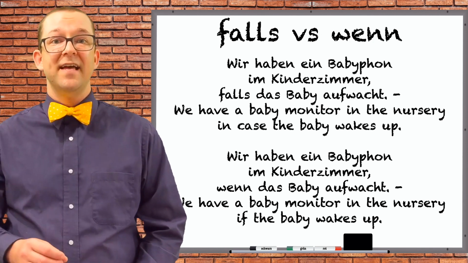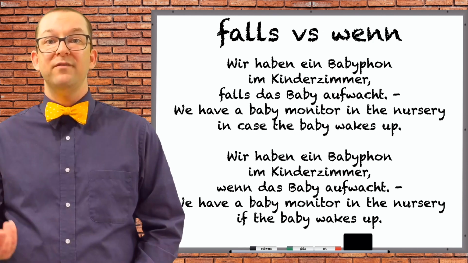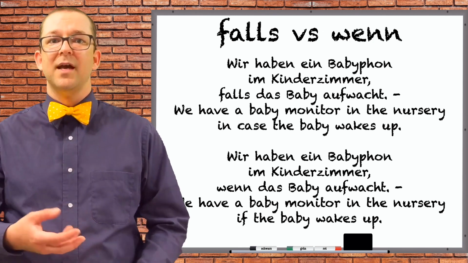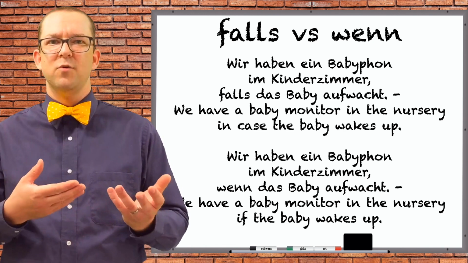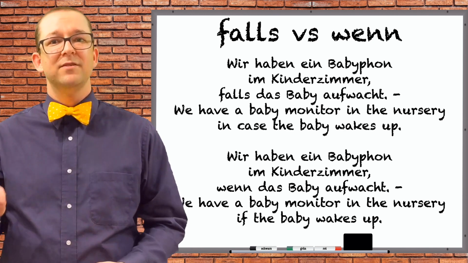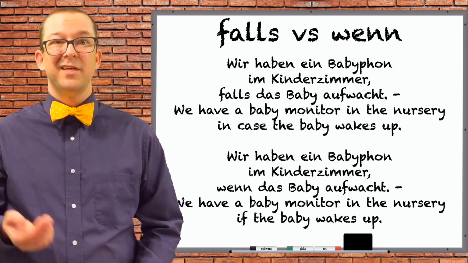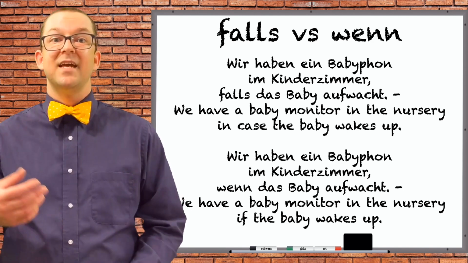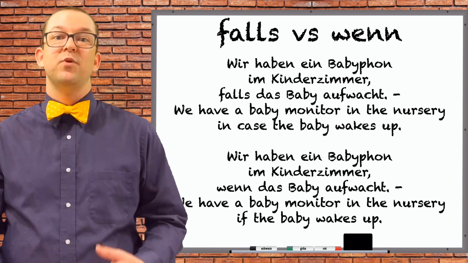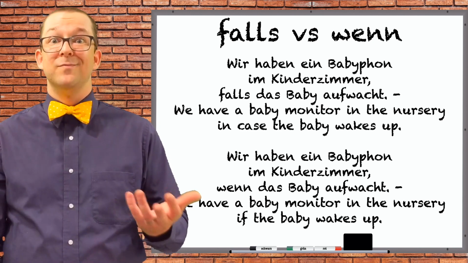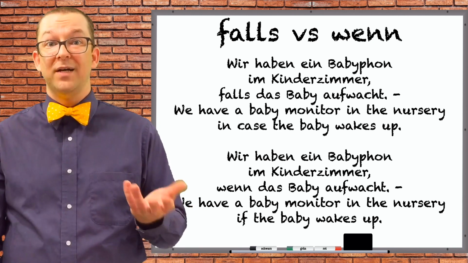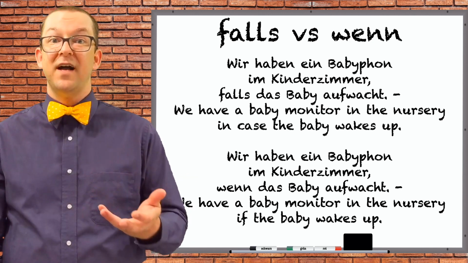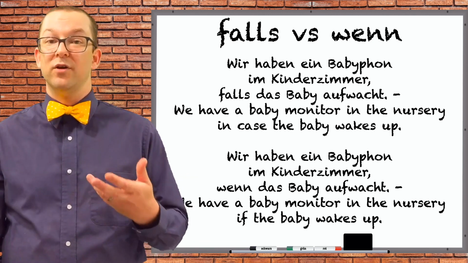In the sentence with wenn, it indicates that we would own a baby phone if the baby wakes up. As long as the baby is asleep, there is no baby phone. If the baby wakes up, suddenly there's a baby phone. Seems counterproductive. To be fair, most people would interpret wenn as the same as falls in this instance, as putting the baby monitor in the room after the baby wakes up would be dumb. But it would be much better to simply use falls in this instance so that there is no confusion.